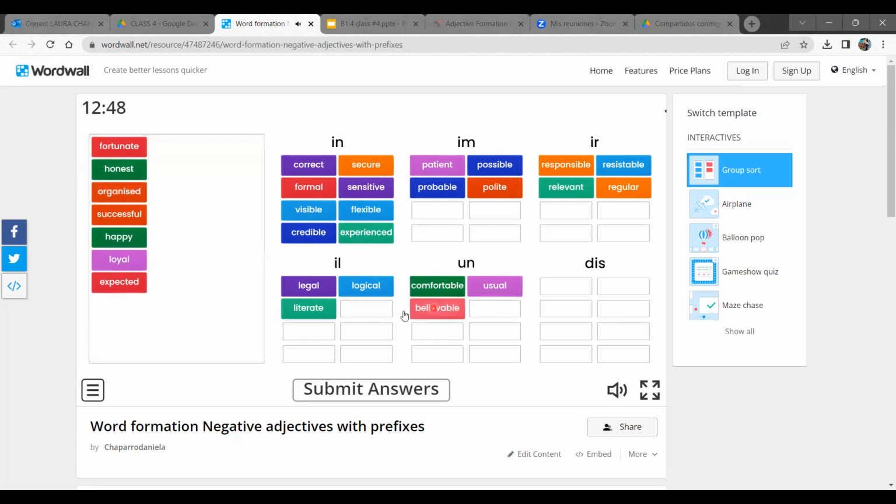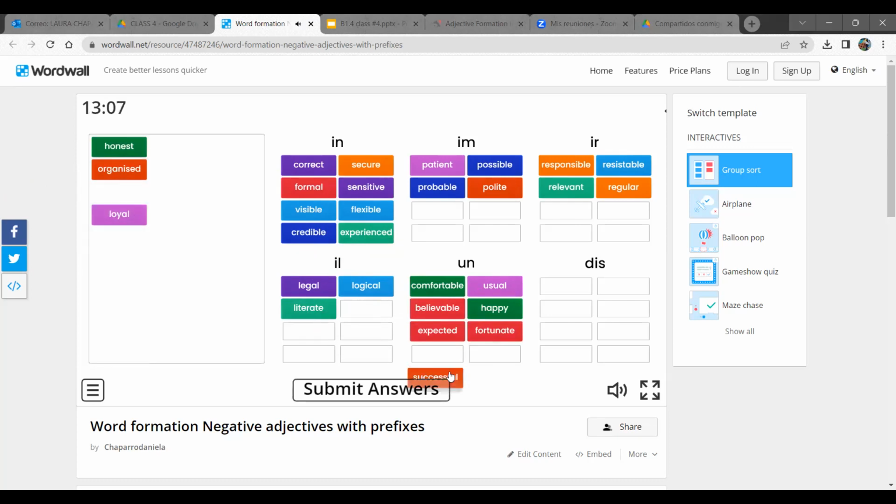Unhappy. Happy and unhappy. Unexpected. Yes. Expected and unexpected. Yes. Unfortunate. Fortunate and unfortunate. Yes. Unsuccessful. Successful and unsuccessful. How do you say successful? Successful. Successful and unsuccessful.